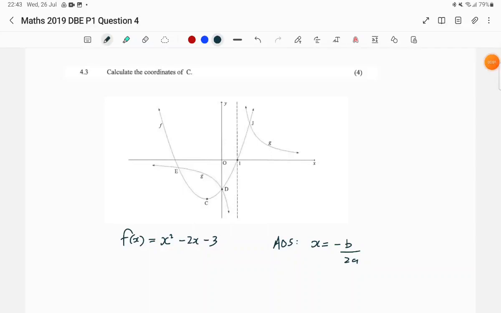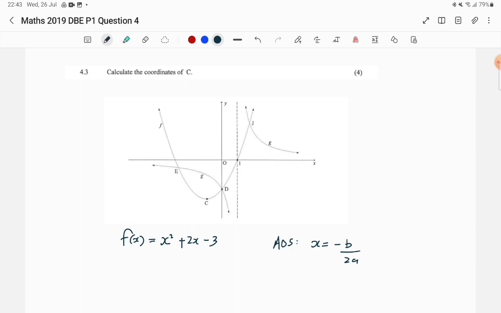Question 4.3 now says, after getting our unknowns of our equations, calculate the coordinates of C. And C in this instance is our turning point. And if we write down our f of x with our known value, we have f of x is equal to x squared plus 2x minus 3.